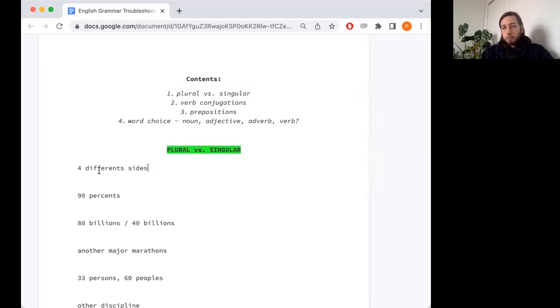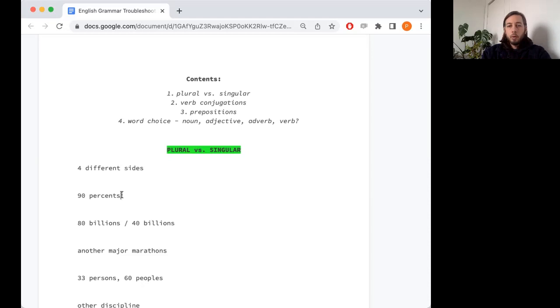The first example, you've got the number 4, and you've got sides, so that works, 4 sides. However, here we've got the adjective plural. In English, you can't have the adjective plural, only the noun can be plural. So that will be 4 different sides. It's also important that you work on your pronunciation, so please repeat after me: 4 different sides.